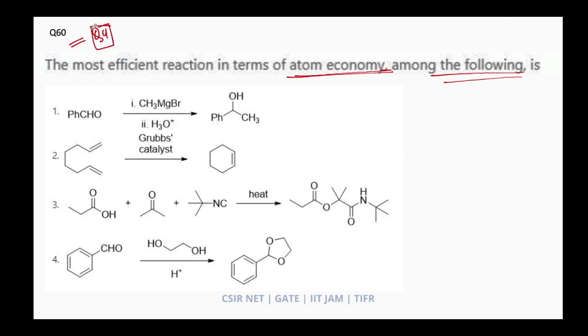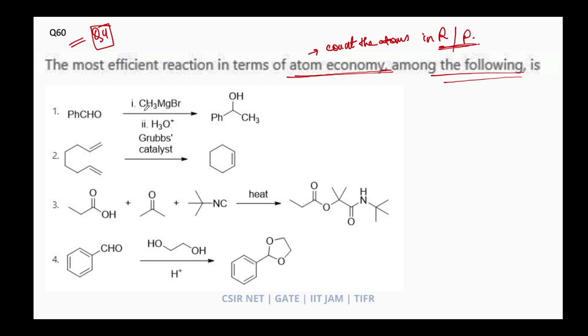Atom economy, when we are looking at, guys, we are not going to see the whole mechanism. Atom economy, we will just count the number of electrons, count the number of atoms. Yes, count the atoms in the reactant and the product side. Okay, because if there is no loss of the number of atoms, then obviously it is 100% efficient, theoretically at least. Yes, now look at this, guys.